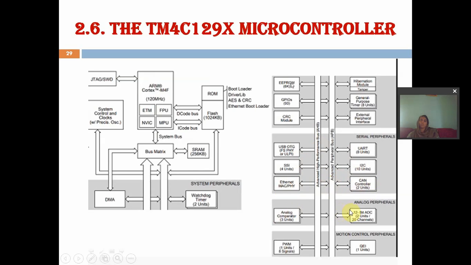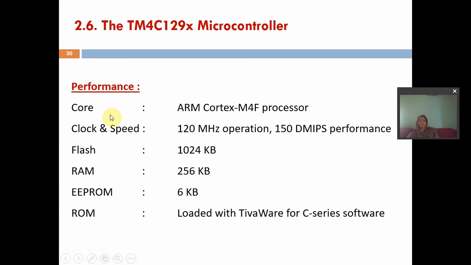And coming to these 2 blocks, analog peripherals: analog to digital or digital to analog converters, analog comparators, and 12 channel 12-bit ADCs, analog to digital converters. And one more peripheral group is there, which is nothing but motion control peripherals. We have 2 motion control peripherals, PWM and QEI. So this is the performance of a 123 microcontroller.